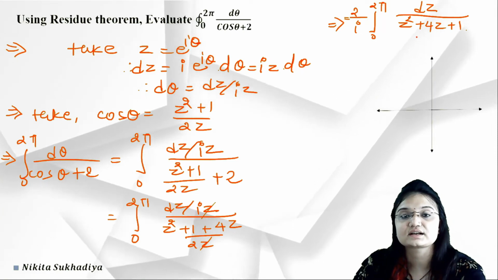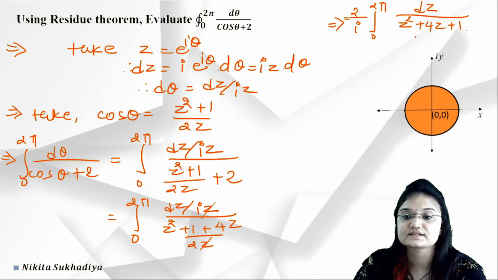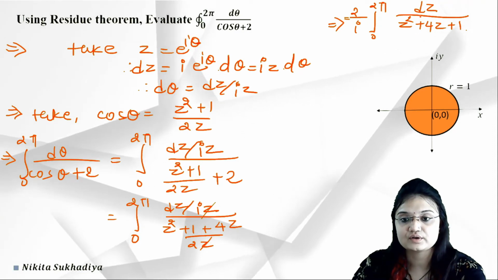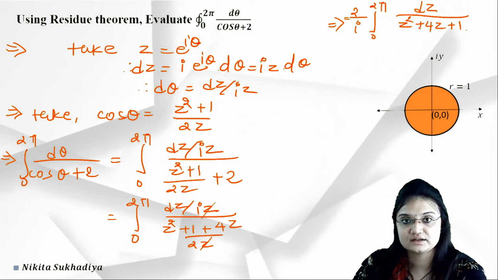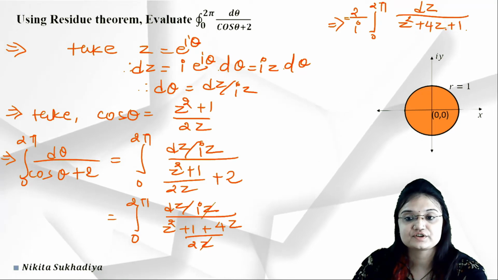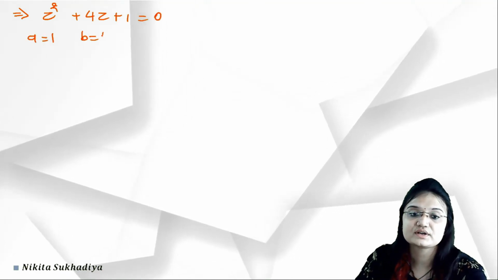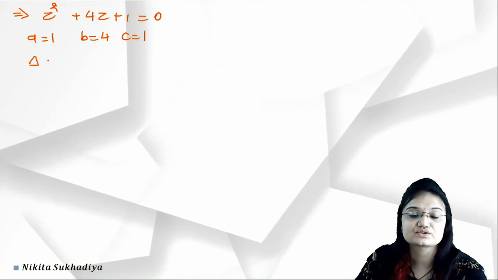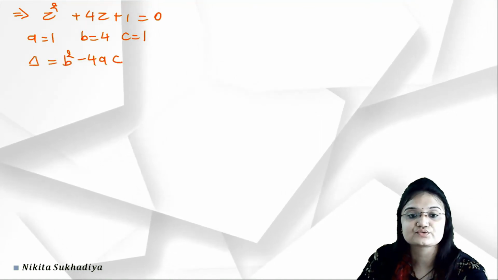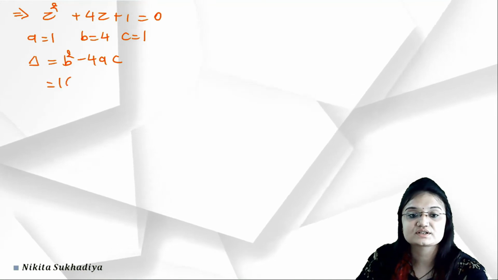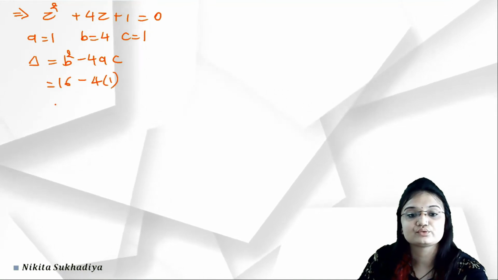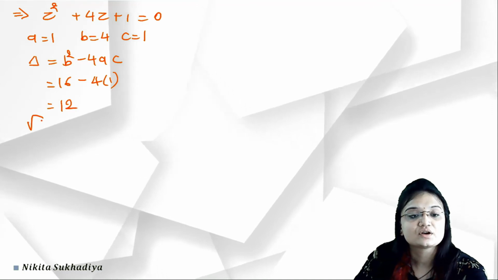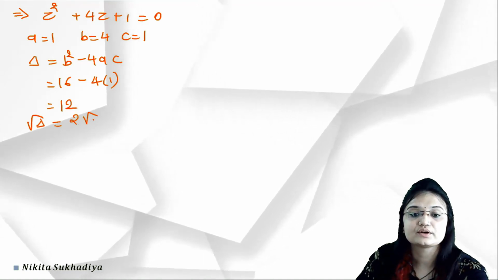Okay, where C is a circle with center point 0, 0 and radius r is equal to 1. Now here in the denominator you can clearly see that we have a quadratic equation, that is z square plus 4z plus 1. So to solve this, z square plus 4z plus 1 is equal to 0. Here a is equal to 1, b is equal to 4 and c is equal to 1. So we have delta is equal to b square minus 4ac. So b square is nothing but 16 minus 4 into 1, so this will become 12. So square root of delta will become 2 root 3.